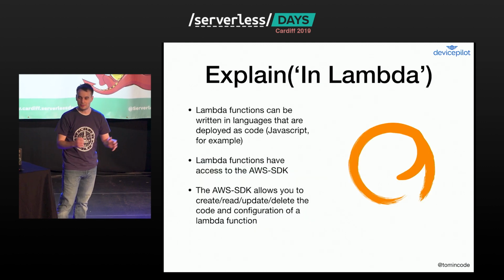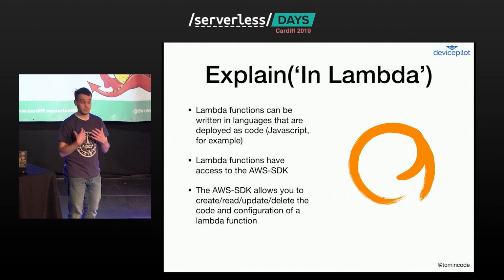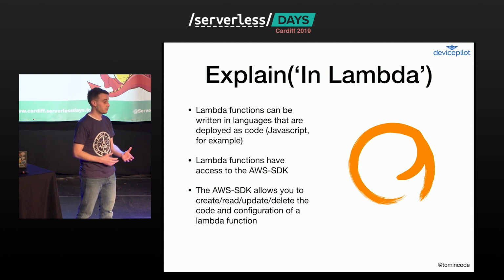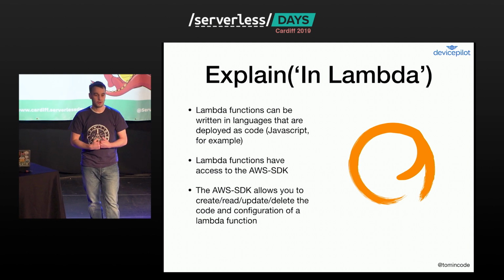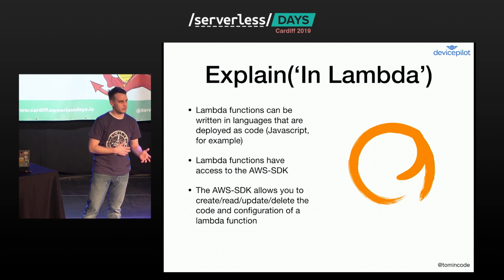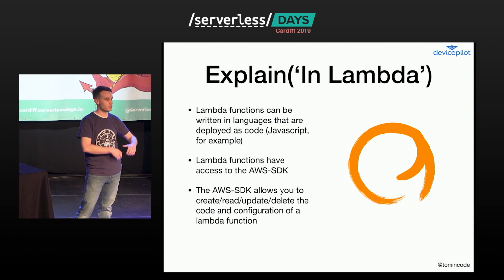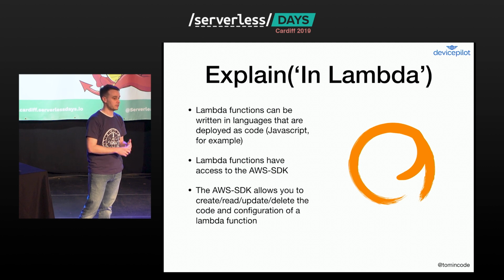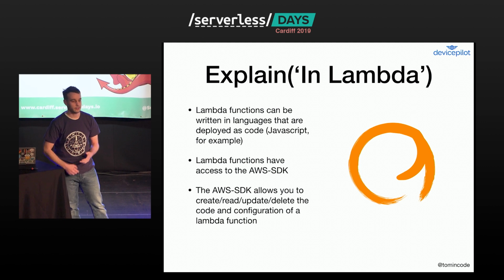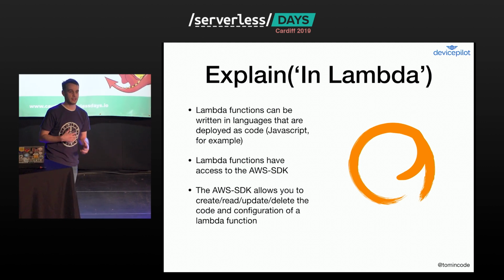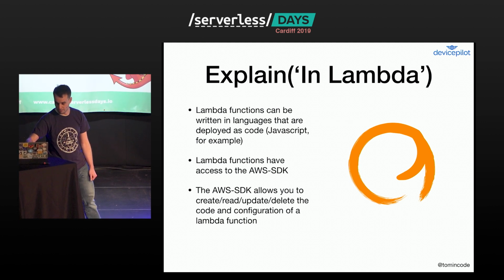So, what's so fun about Lambda? Well, the great thing about Lambda functions is that you deploy them mostly as code. You know, if you're using a scripting language like JavaScript or Python, you have the whole source code there. Moreover, Lambda functions have full access to the Lambda AWS SDK, and that gives you all the tools you need to inspect and transform your Lambda functions. It has the APIs for you to create, read, update, and delete the code and configuration of any running Lambda function, including the function that it was called from.